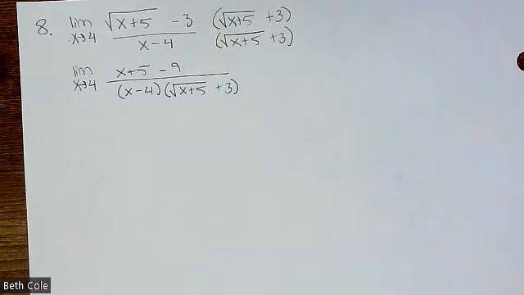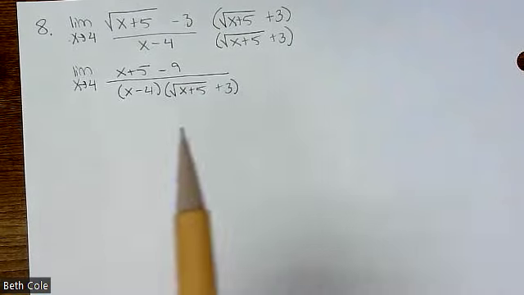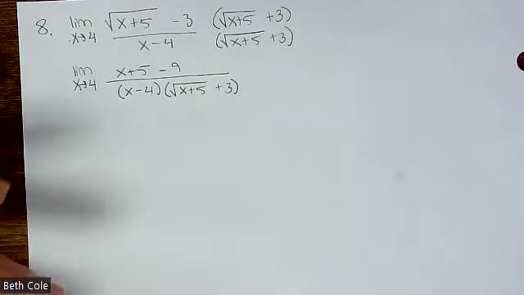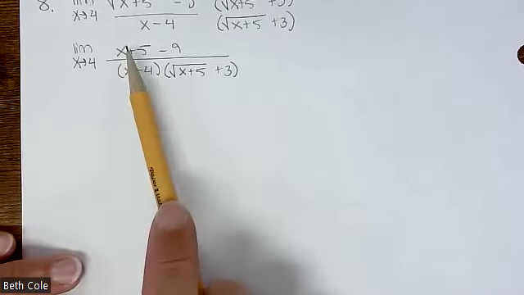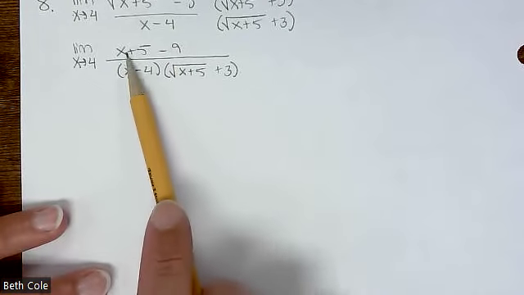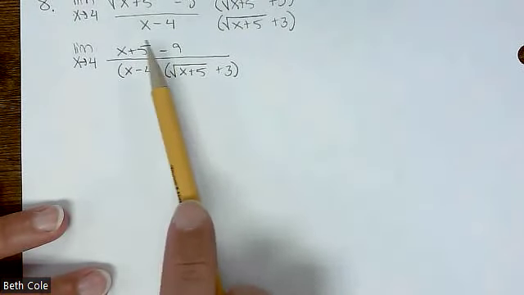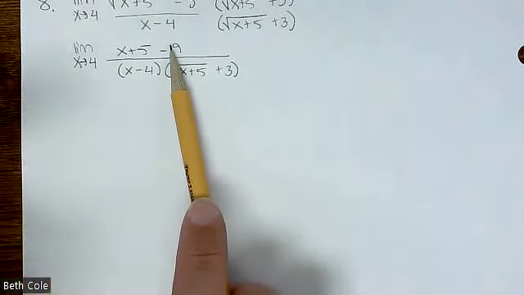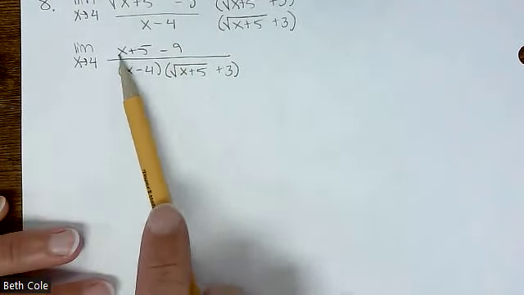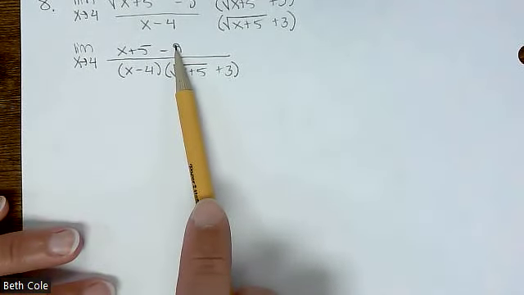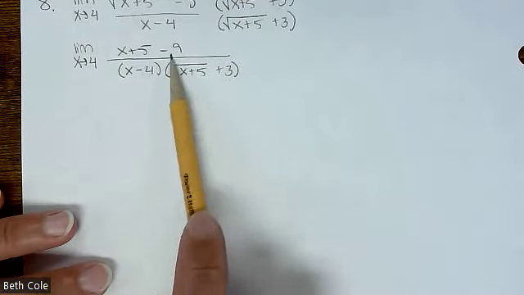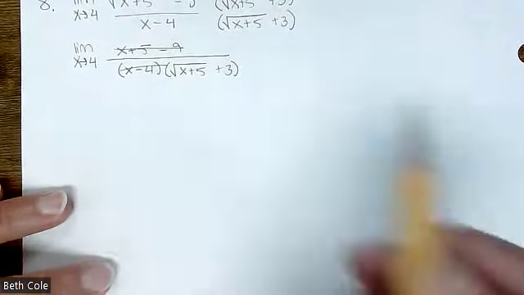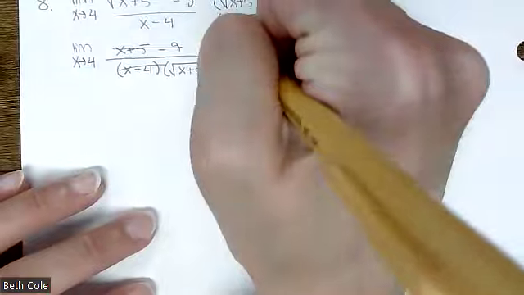You just rewrite what's there, and that's it. Now, then you stop and take a step back and go, okay, what do I have here? x plus 5 minus 9. What's that going to equal? That's x minus 4. So what do you notice? If that's x minus 4, they're going to cancel out. Thank you. And then you can get your answer.